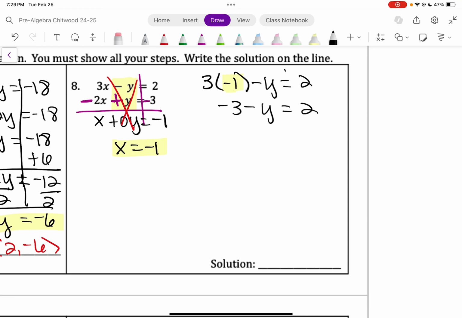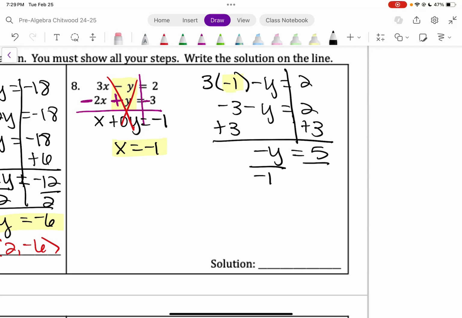Now I'm able to solve for y by isolating it. I want to start by moving over the constant. And I have negative y equals 5. Then I have to divide out that negative. So when I divide by negative 1, I get y equals negative 5. And my ordered pair is negative 1, negative 5.